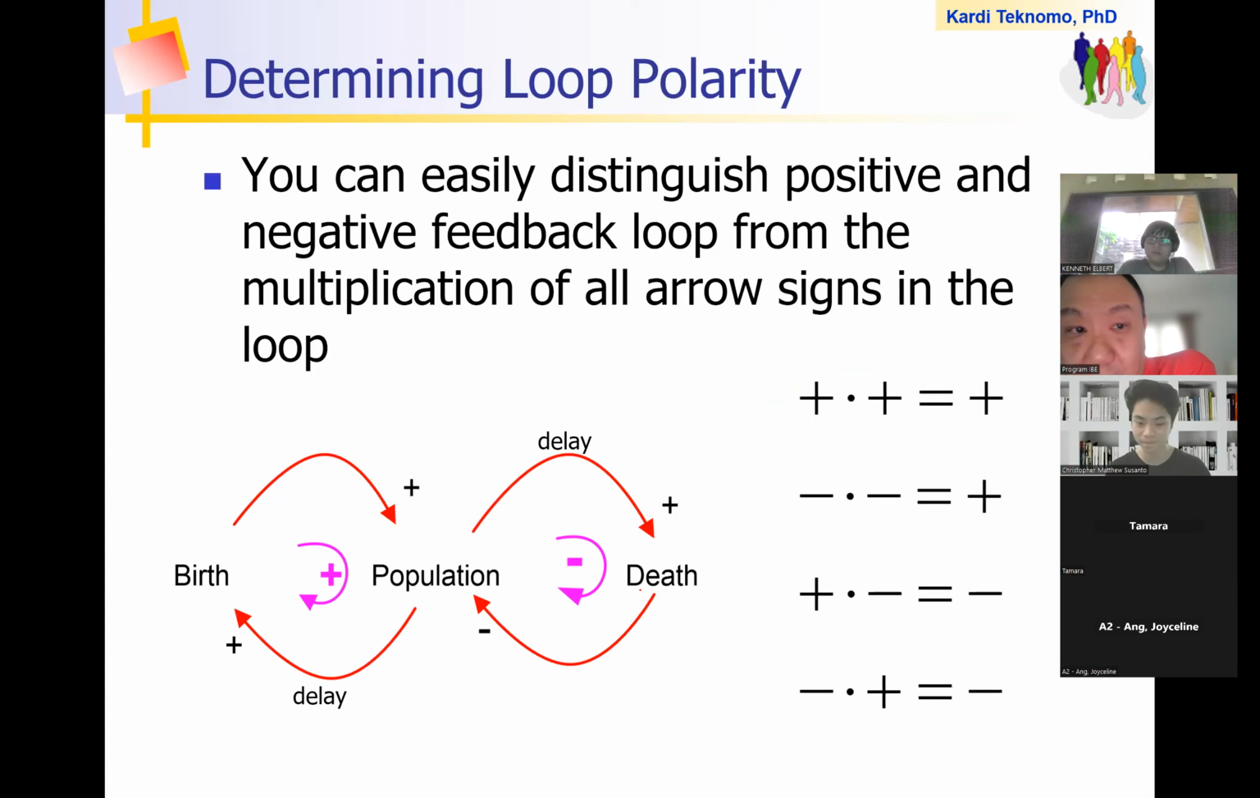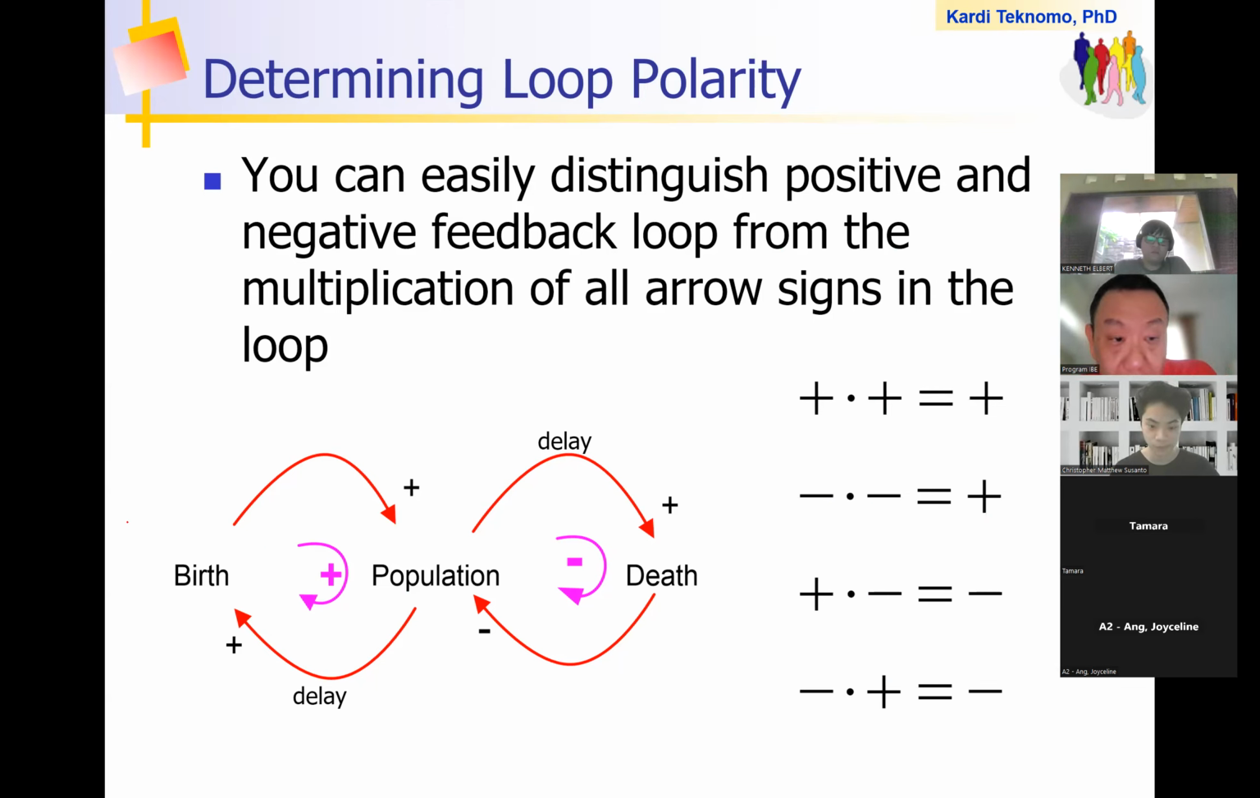So once you determine the link polarity, you can decide the loop polarity. How? Simply multiply all the arrow signs within one loop. Of course, plus multiplied by plus is plus. Minus multiplied by minus is plus. Plus multiplied by minus is minus, and minus multiplied by plus is minus. Right? So with this, you start to see the loop polarity that I put here.